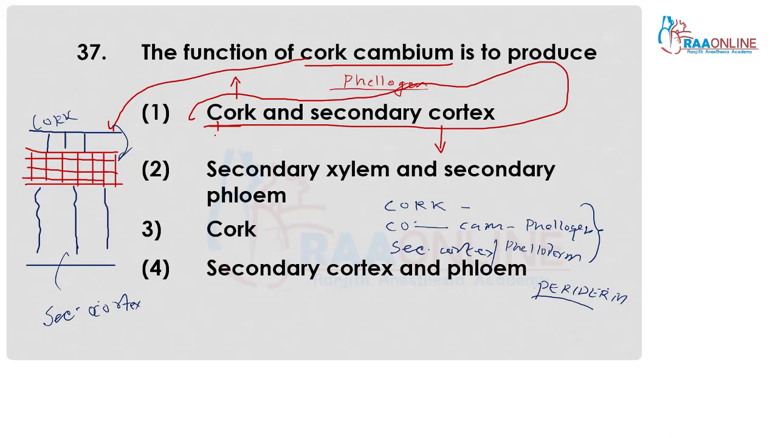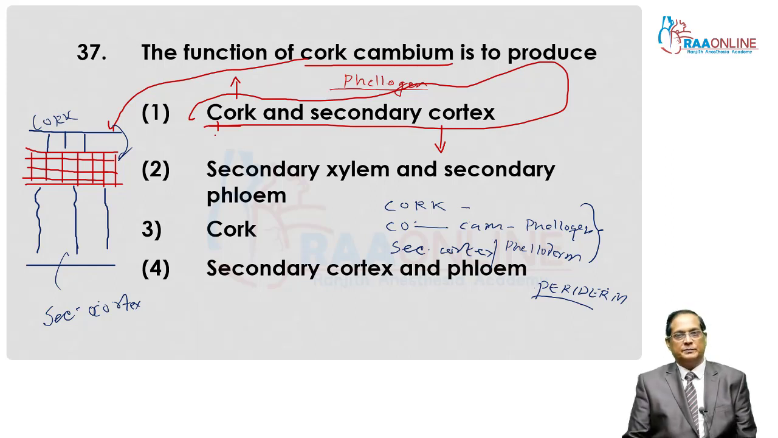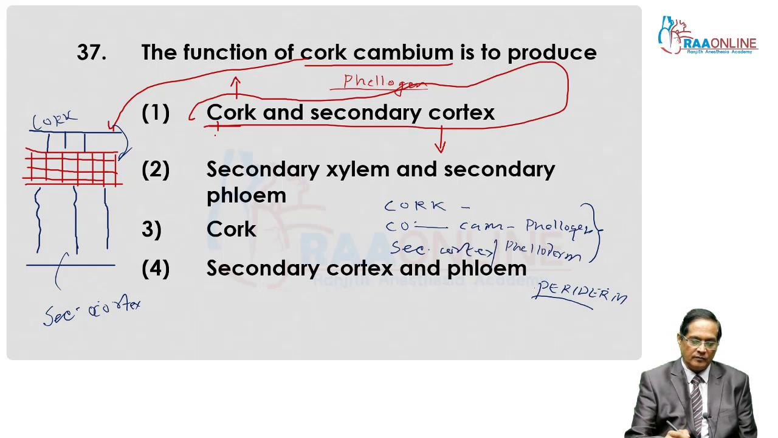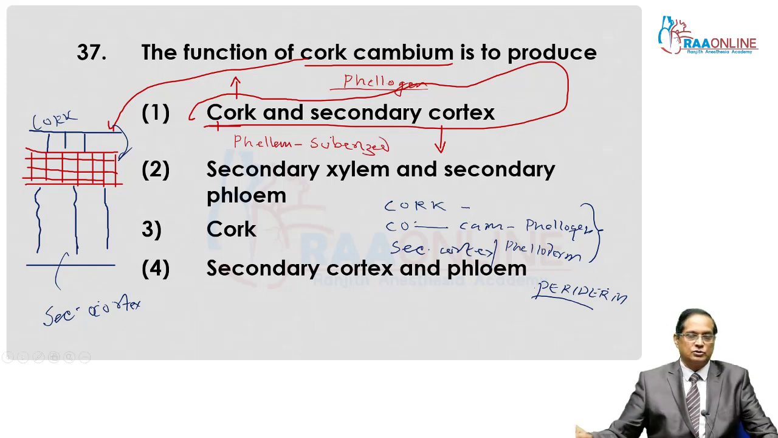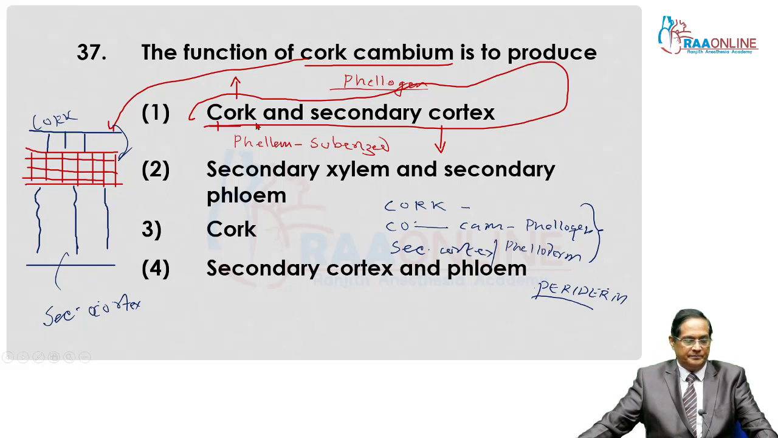Cork is also known as phellem and it is made up of dead tissue. The cork cells are known for the deposition of suberin, that is, they are made up of suberized cells.